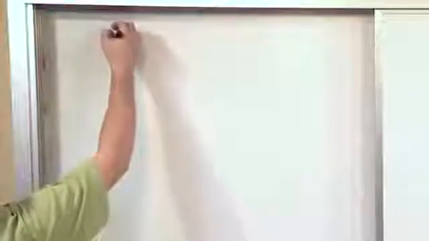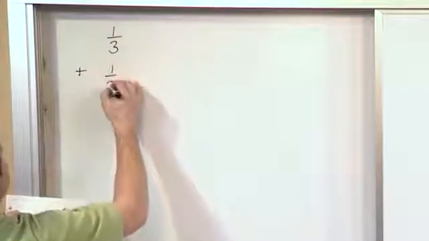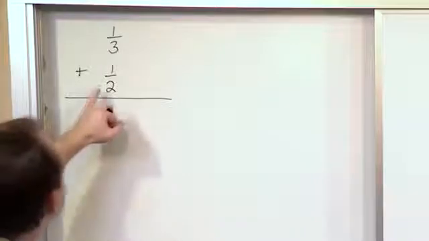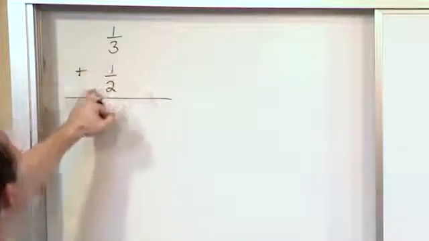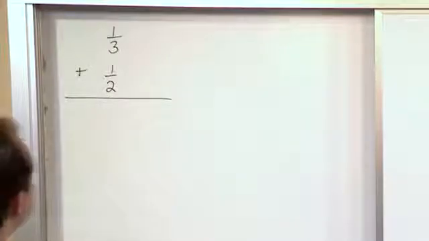So let's take a look at a problem such as this. What if we have 1/3 and we're adding to that 1/2? All right, so the first thing we do is we look and see, do we have a common denominator between these fractions? And of course we don't. We have a 2 and a 3. So now we go to the second part.